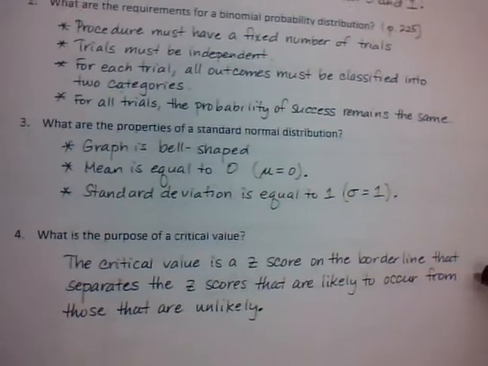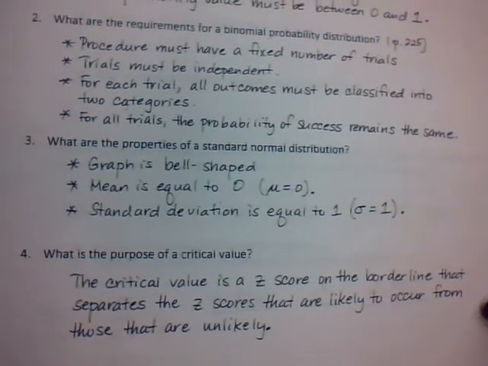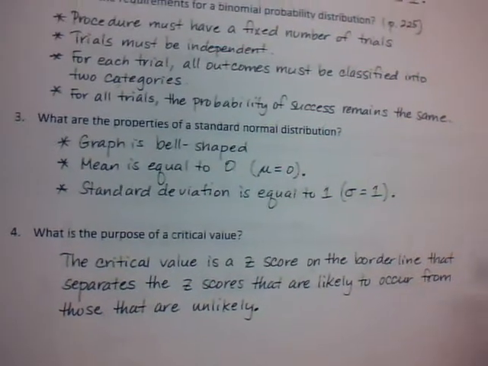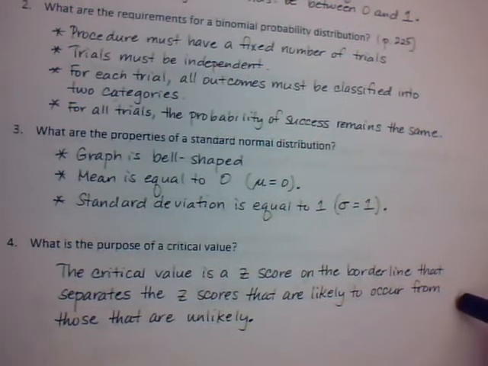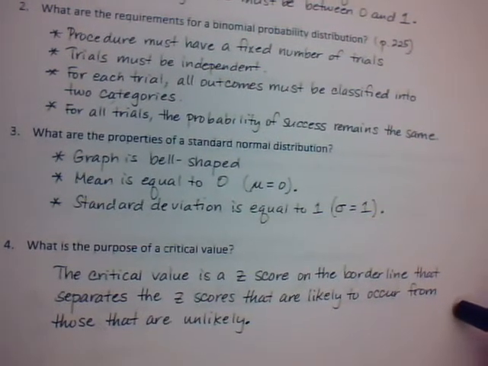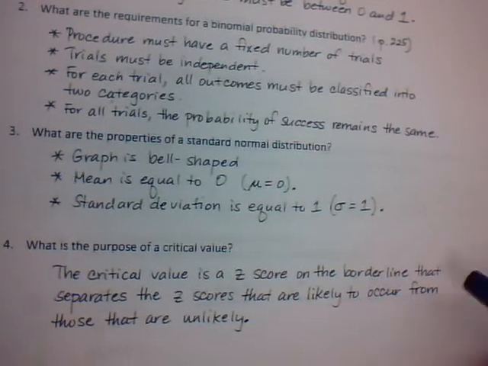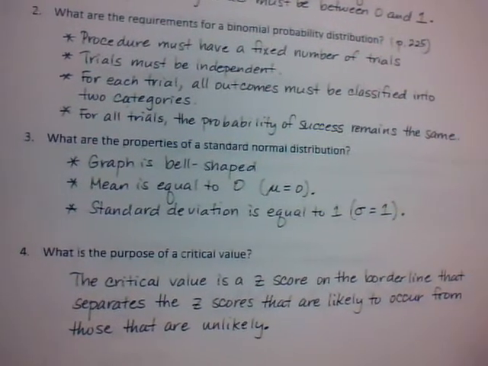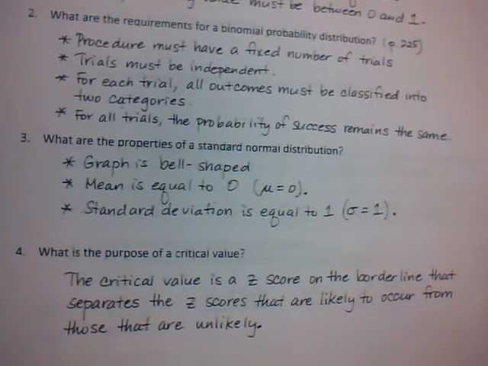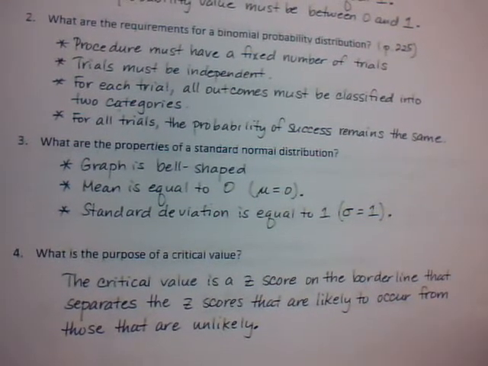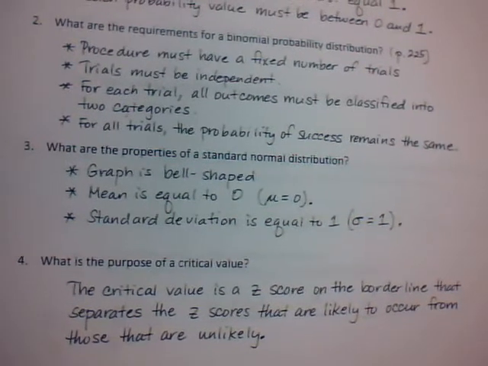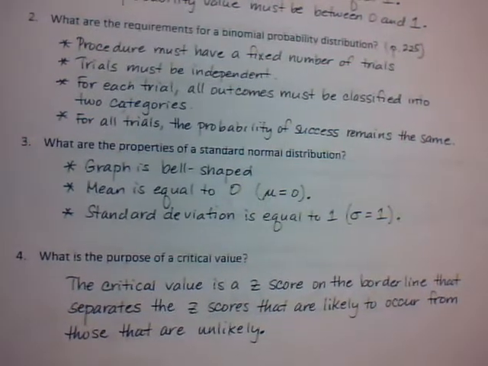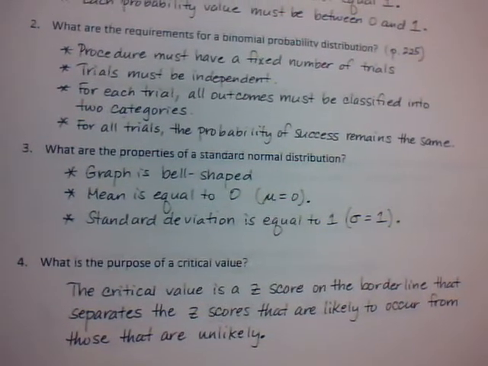Number 4, what is the purpose of a critical value? Here, the critical value, as defined in chapter 6, I believe, is that z-score on the borderline that separates the z-scores that are likely to occur from those that are unlikely to occur. So the critical value separates the z-scores that are likely to occur from those that are unlikely to occur. That's the purpose of a critical value.